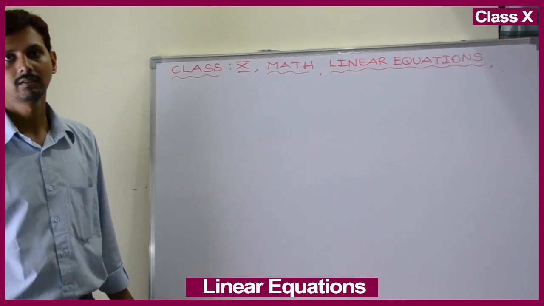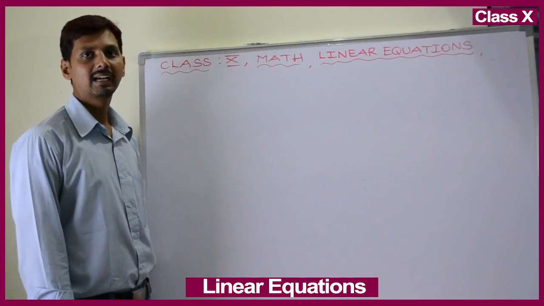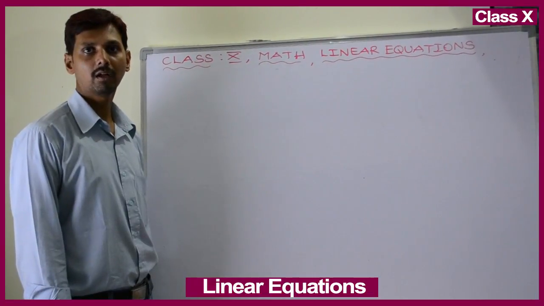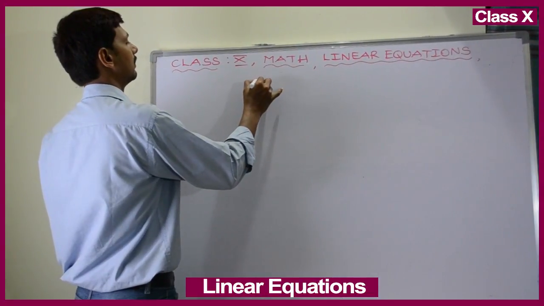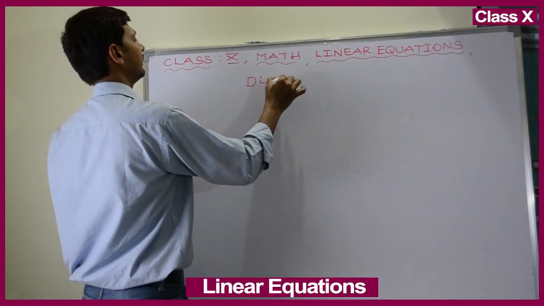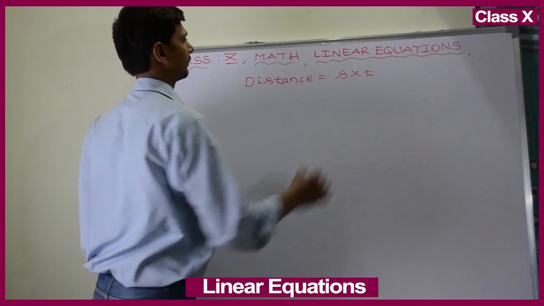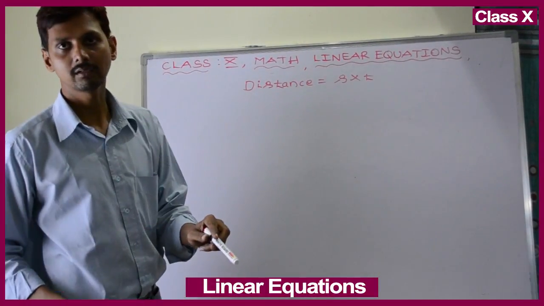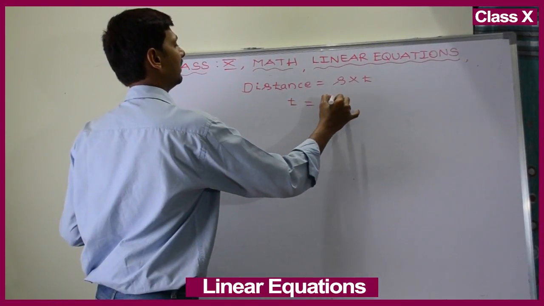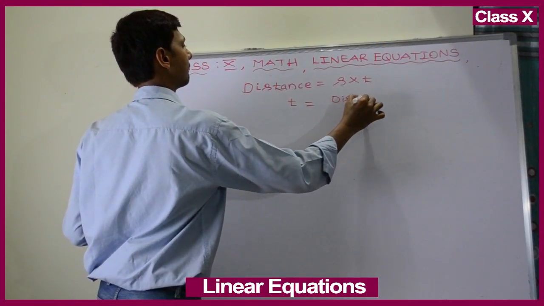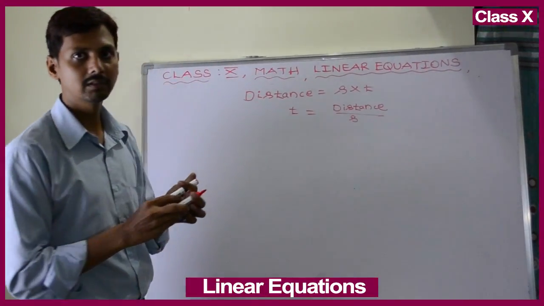Mathematics, linear equations. Here we'll find out the relation between time, speed and distance. Earlier we have discussed about it. Distance is equal to speed into time. In short form we write D, S and T. Time is equal to distance by speed. This is the standard formula we have learnt in previous classes.